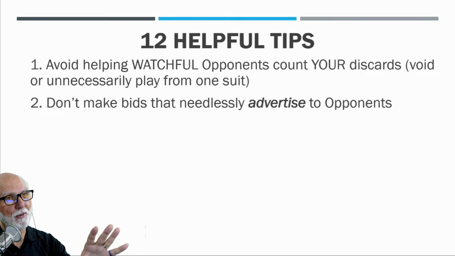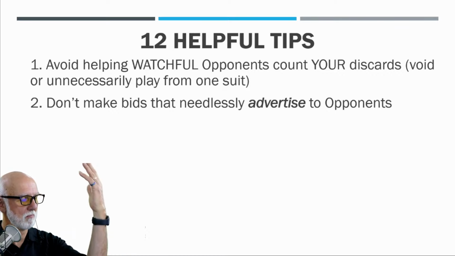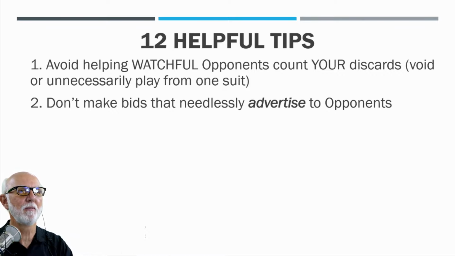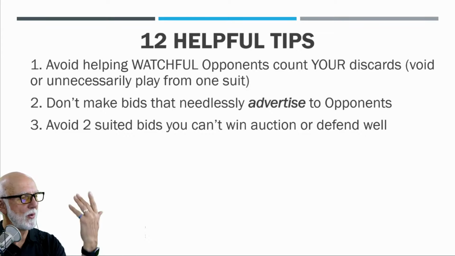Now, there is an exception. If you're doing a small slam try, because you've got a really huge hand and you bid three diamonds, then if your partner shows four spades, you then may want to go for no trump, start looking for aces. That's another story.